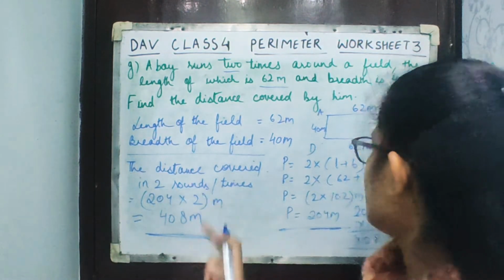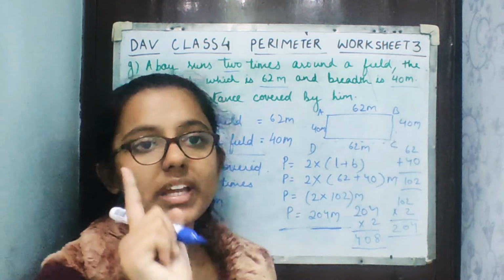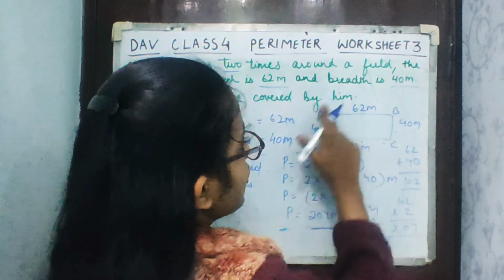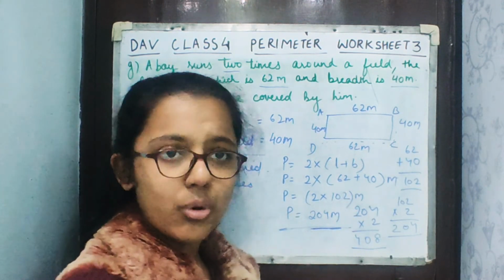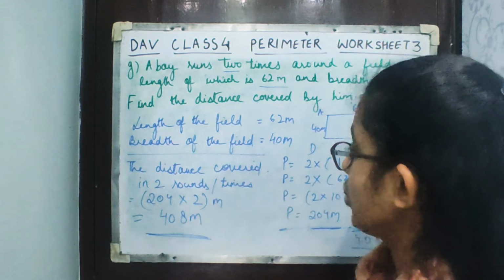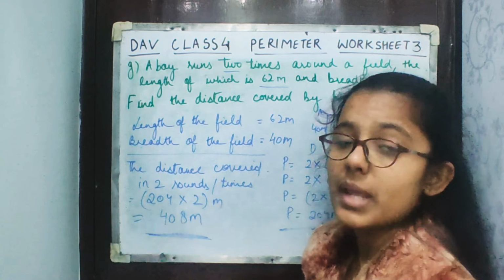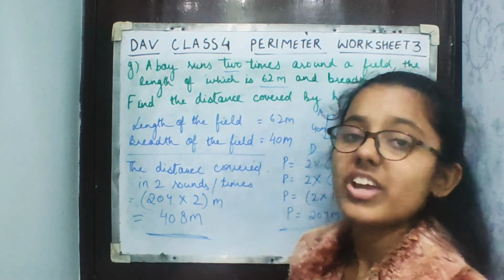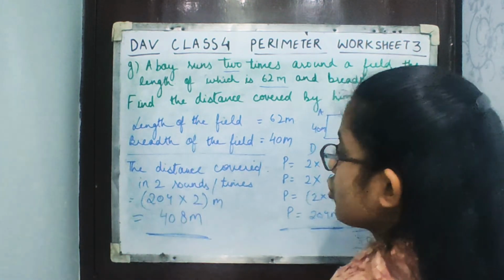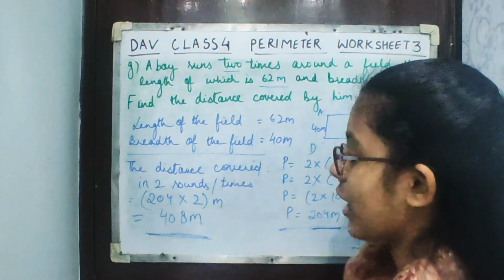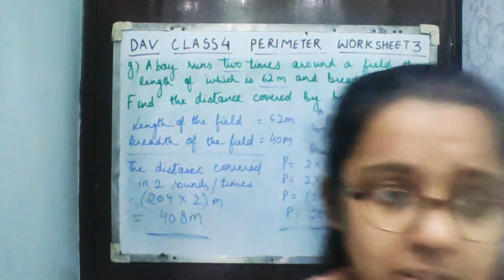Okay. First we found the perimeter, that means the total distance, that is telling us about only 1 time. In 1 time the child is running how much? That is 204 meter. But if the child is running 2 times, then we have to multiply the perimeter by 2. If the child is running 3 times, perimeter multiplied by 3. 4 times, perimeter multiplied by 4. Here it was 2, so perimeter multiplied by 2, that is 408 meter. Okay, so we have completed our G question.